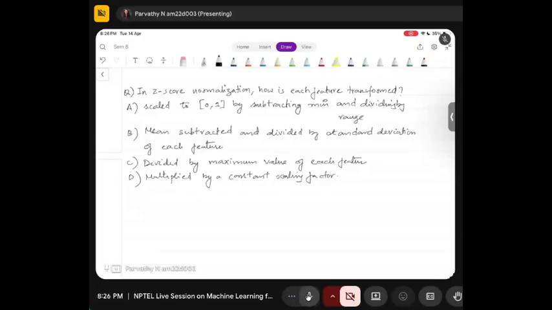So here we subtract the mean and then divide by the standard deviation. So if x is the input, then it is x minus mu divided by sigma, where mu is the mean and sigma is the standard deviation. So it is mean subtracted and divided by standard deviation of each feature.